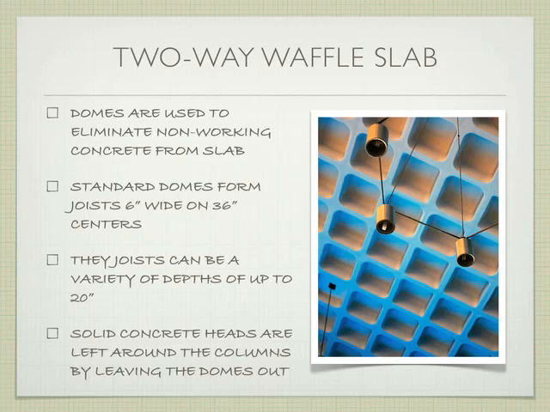Generally speaking, the joists that run in both directions are 6 inches wide and they're on 36-inch centers. That doesn't mean that all of them are, but that's generally what the domes are going to look like. They could be a variety of depths up to 20 inches. Solid concrete heads are left around the columns by just leaving the domes out. Not too hard to do.